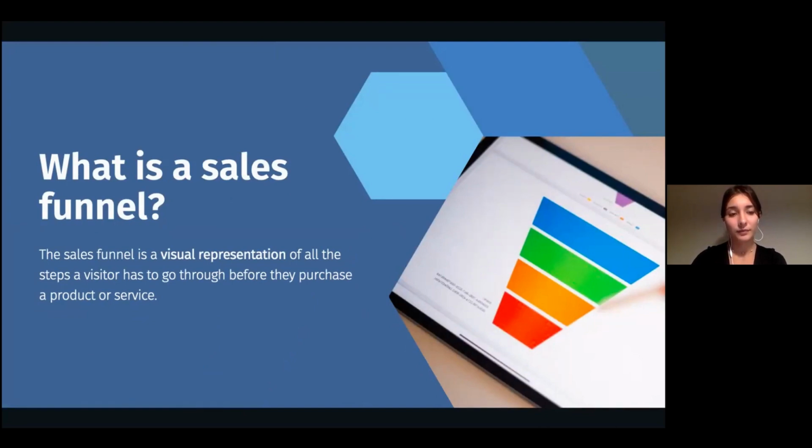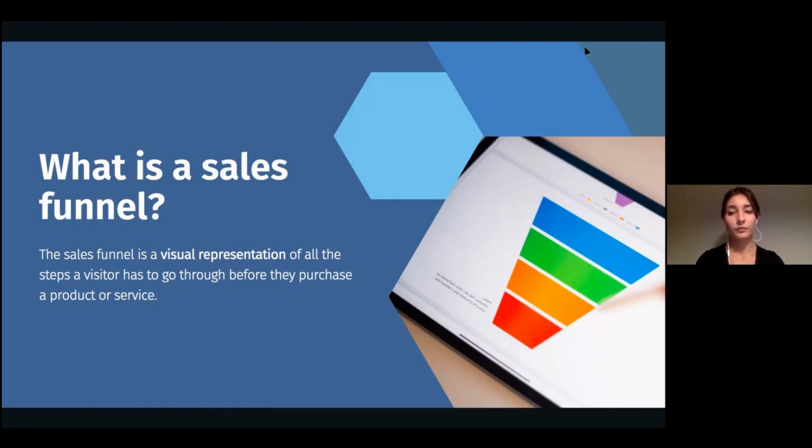Okay, so let's go back and now talk about sales funnel. What is a sales funnel, and why do I need a sales funnel? A sales funnel is a visual representation of all the steps a visitor has to go through before they purchase a product or service. That sounds really fancy. What does that mean? So you want to take a look at your product or services and ask, what did my visitor go through? What did my client go through in order to say, hey, you know what? I trust John, or I trust Paul, I trust Mary to be able to do business with them. Right? And why would I want to do business with them?